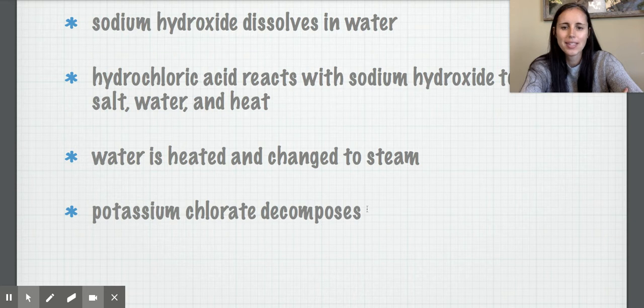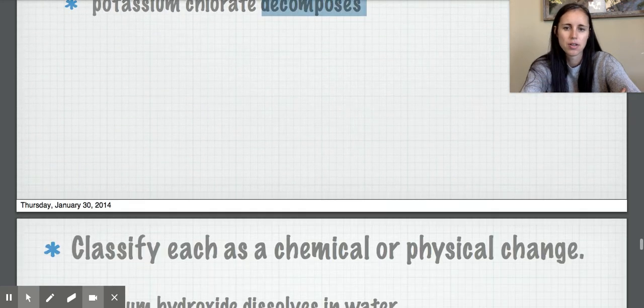Potassium chlorate decomposes. So what decomposes means is it breaks apart. So take a second, think about if you're breaking something apart, is it going to be a chemical change or a physical change?